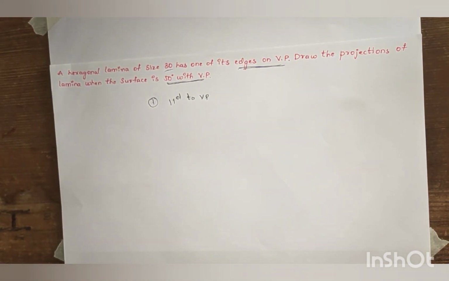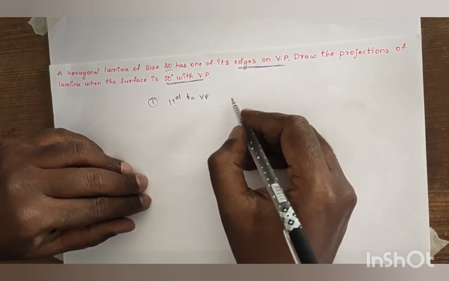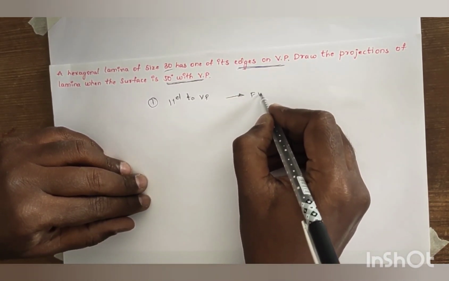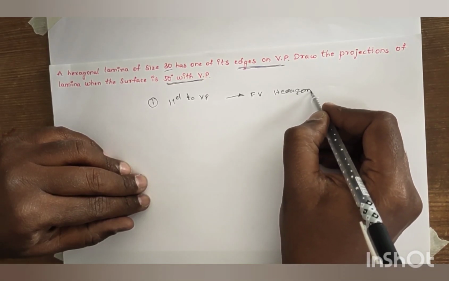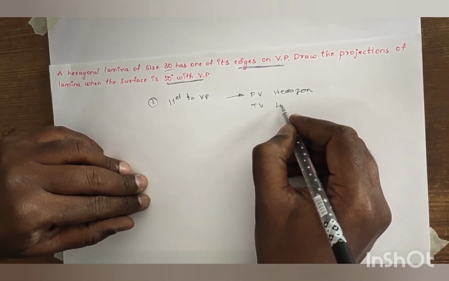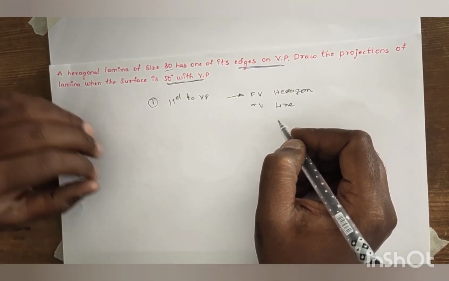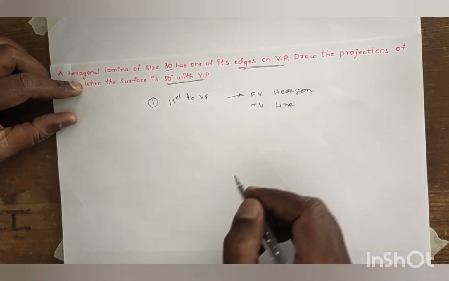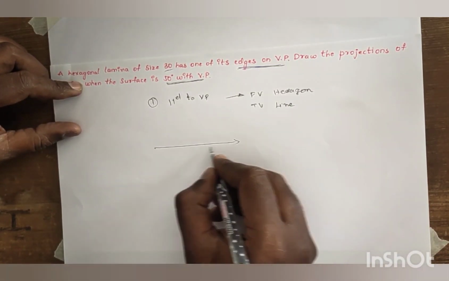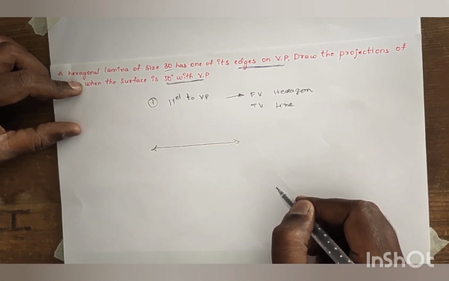Once the lamina is considered as parallel to VP, what is the immediate idea we have to get? If you place the palm parallel to VP, in the front view we are going to get the true shape. In the front view, the hexagon appears and the top view is a line. Here I have one doubt. Hexagon in the front view means this is the XY line. Above the XY line only we have to draw the hexagon.